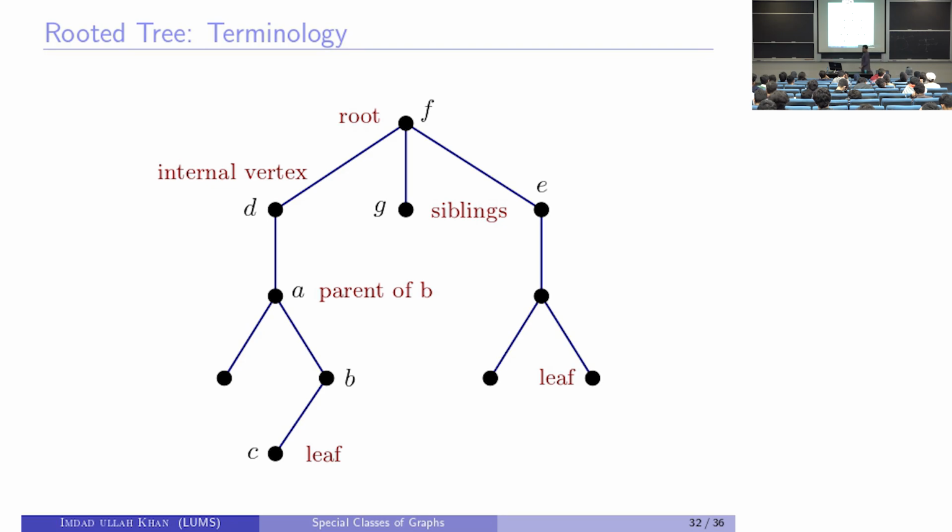Okay, so let's look at this. This is how we can see. There are no directions. The root is F, the vertex F, right? The next, all the vertices, what will be leaves here? What is a leaf? What is a leaf?